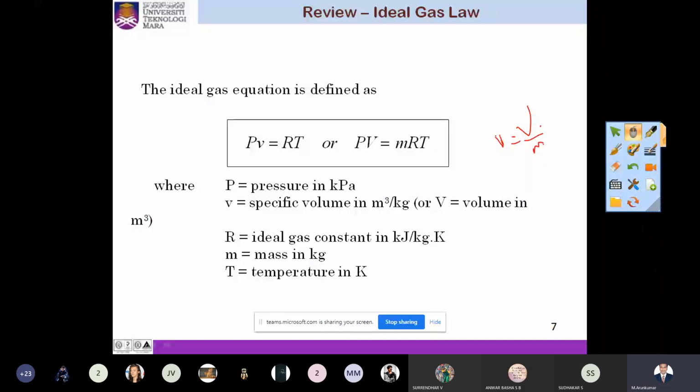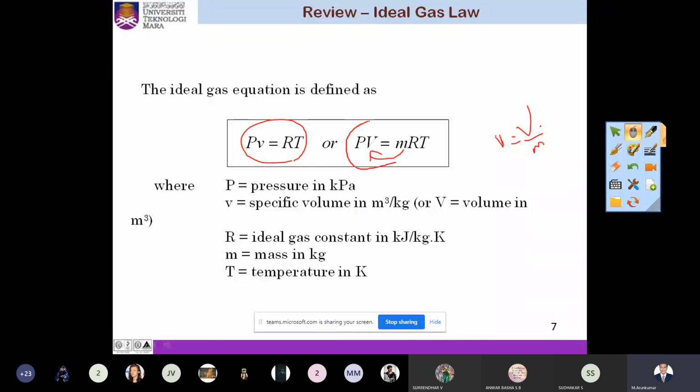In your assessment, none of you wrote this equation correctly in the exam. So just try to understand: if there is a capital P and a capital V, there should be MRT. If there is small v, we can write V by M as v. So this M will come to this side, right? If M comes to this side, we get small v. So Pv is equal to RT, also an equation for the ideal gas.